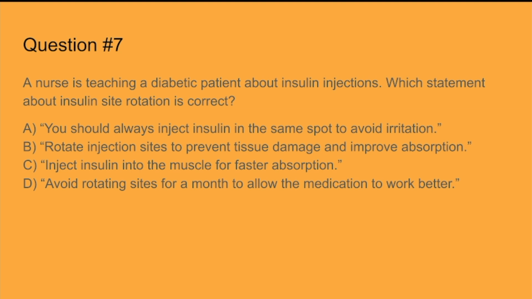B, rotate injection sites to prevent tissue damage and improve absorption. This is correct, especially with patients who take insulin regularly. You will always want to rotate those sites. C, inject insulin into the muscle for faster absorption. This should automatically be incorrect because where does insulin go? Into the subcutaneous layer, not into the muscle. D, avoid rotating sites for a month to allow medication to work better. This is just bad practice. You always want to rotate the sites.